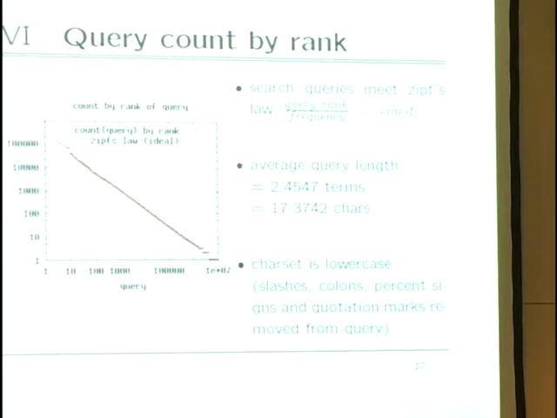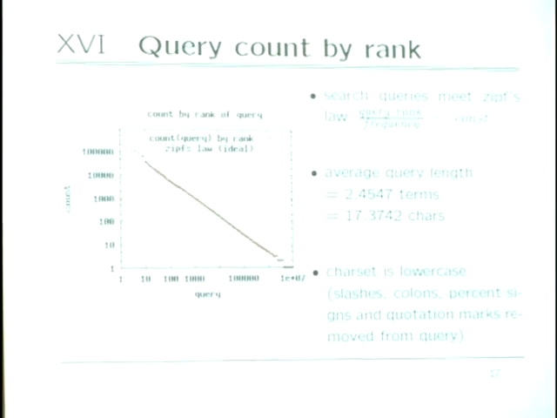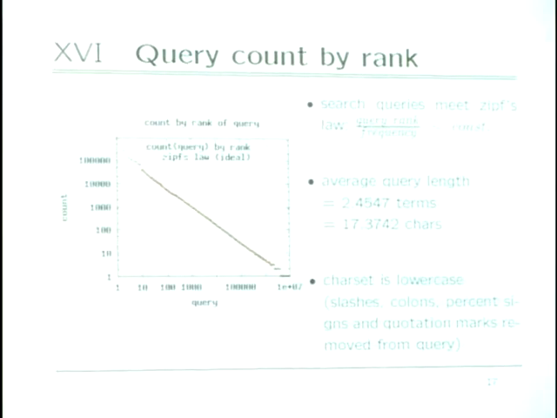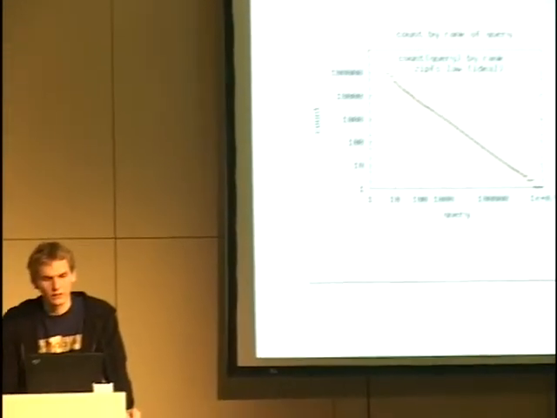What else is interesting, the average query length is only 2.5 terms, which is actually more than I expected, but it is too few to find appropriate results. So if you only enter two terms and you hope to find the right site, in some cases it might work if you look for Google or so, but in other cases it might not be appropriate. What is important is that the character set of the queries is somewhat messed up by AOL. They removed slashes, colons, the percent sign, and the quotation marks, and this has some implications for our later analysis, so just keep that in mind.